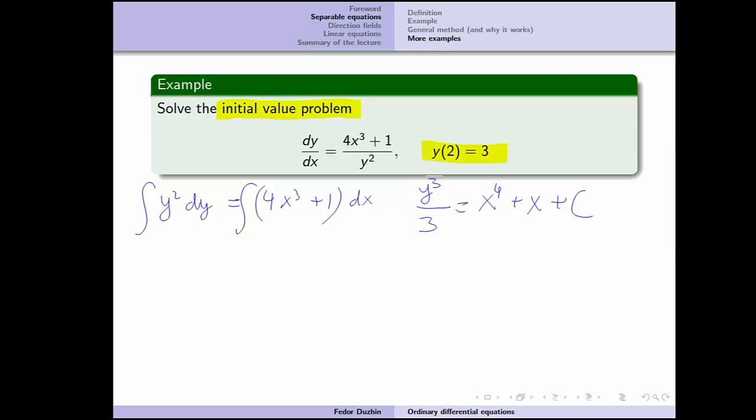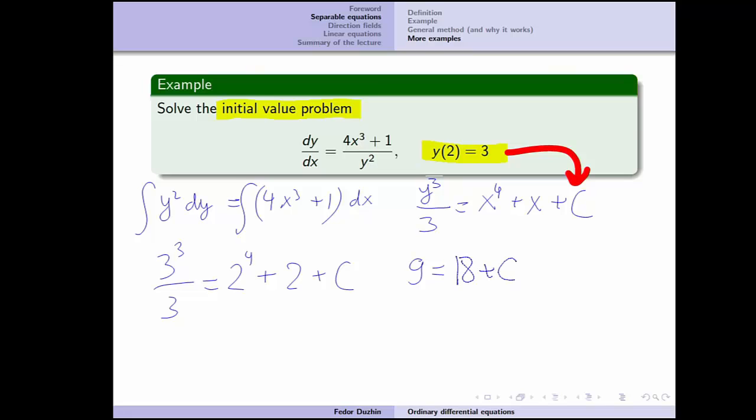But since we also have the initial condition, it allows us to solve for this constant. Right? So this initial condition is what we can use to find the value of c. So we're going to substitute the value of y and x from the initial condition into this equation. So our y is 3, so we get 3 cubed over 3, that's the left hand side, equals 2 to the 4 plus 2, x equals 2, plus constant. Now 3 cubed over 3 is 3 squared, which is 9. And 2 to the 4 is 16, plus 2 is 18, plus constant, and hence our constant is 9 minus 18, minus 9.